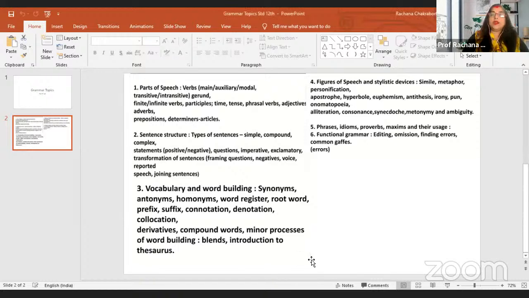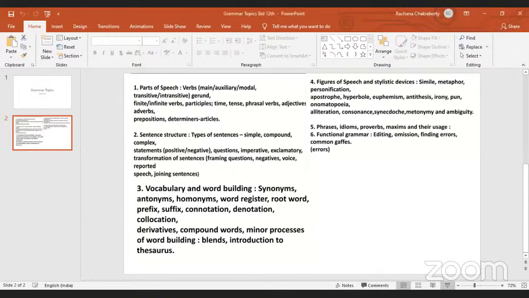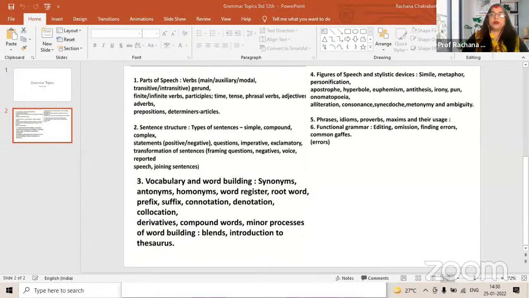Just now I'll be sharing my screen. Yeah. Can you see the topics? Yes, ma'am. I'll zoom it more so that you can see it properly.